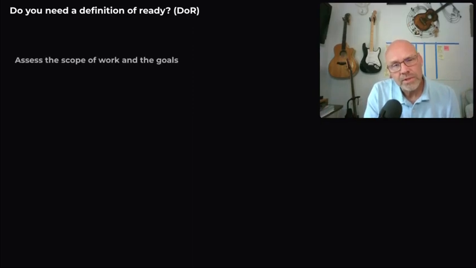So let's jump in. A few assessments here. Let's assess the situation first to determine whether or not we really need a definition of ready. There are three or four categories that I could probably break this down into, and we'll start with the first one here: assess your scope of work and the goals behind the work.